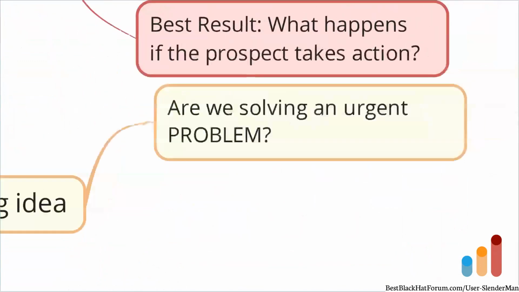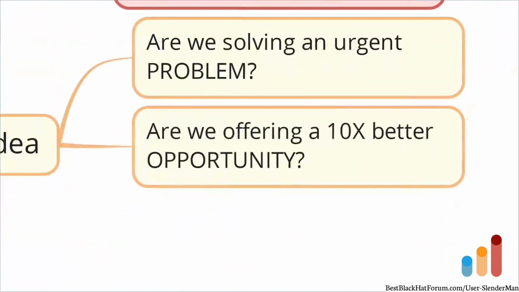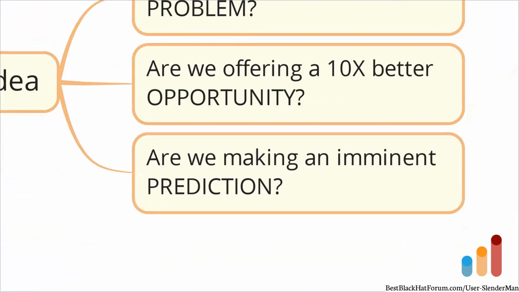So are we solving an urgent problem? What do we need to say to solve the urgent problem? How does that define the message that we are going to put forward? Or are we offering a 10x better opportunity? What does that mean for our presentation, for what we're going to say? Or are we making an imminent prediction of something to come that the prospect is going to have to respond to because it's going to change their life, whether they take action or not?